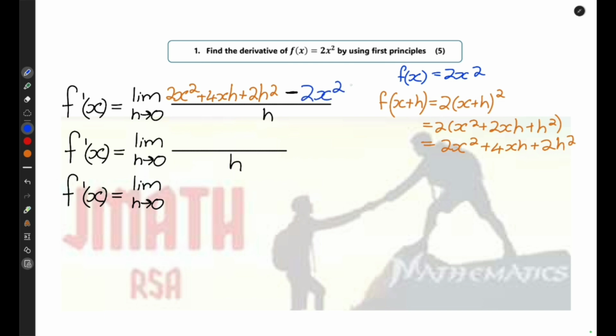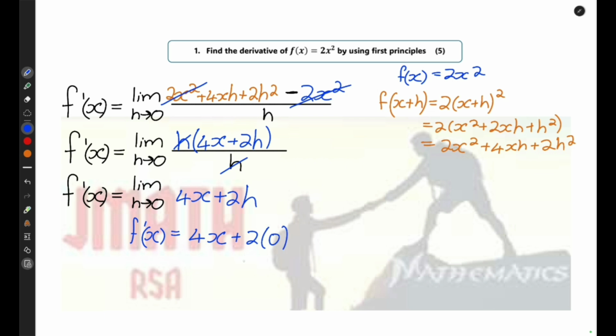As you would remember from the video we did, everything that does not have an h cancels out, and what's left over is then 4xh plus 2h squared all over h. I can now take out h as a common factor, and I have left 4x plus 2h. The h's cancel out, and I am just left with 4x plus 2h. And now I am free to sub in the 0 into h, and I can just write the derivative of f(x) is then equal to 4x plus 2 times 0, and therefore just 4x.